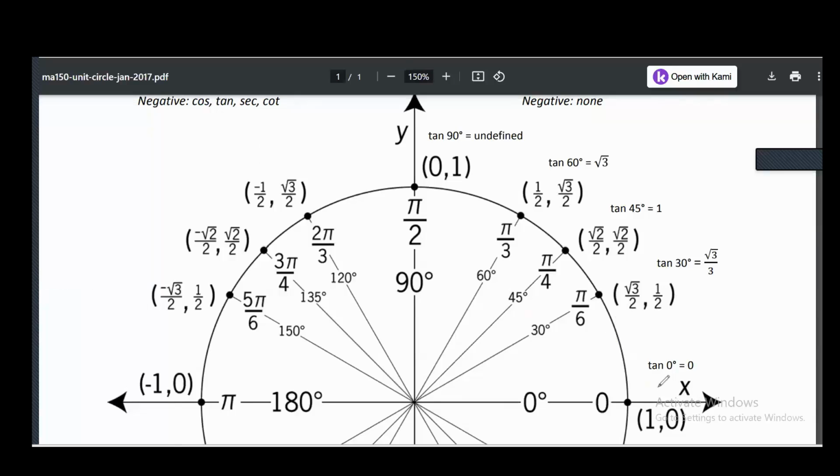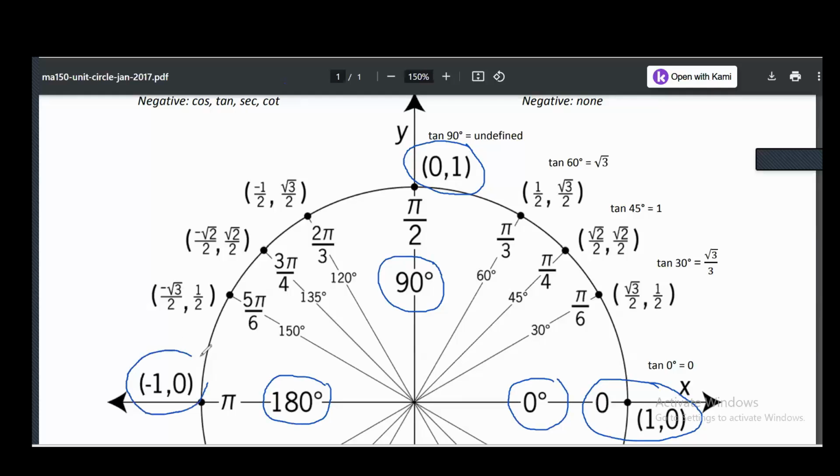Because at 0 degrees, notice what x is equal to and what y is equal to. Then at 90 degrees, let me circle 0 degrees as well. And then at 90 degrees, what is x, what is y? So x is 0 and y is 1. And then at 180 degrees, what is x? X is -1 and y is 0. Okay, so I want you to think to yourself, imagine what it is at 270 degrees. And 0 and 360 are the same.